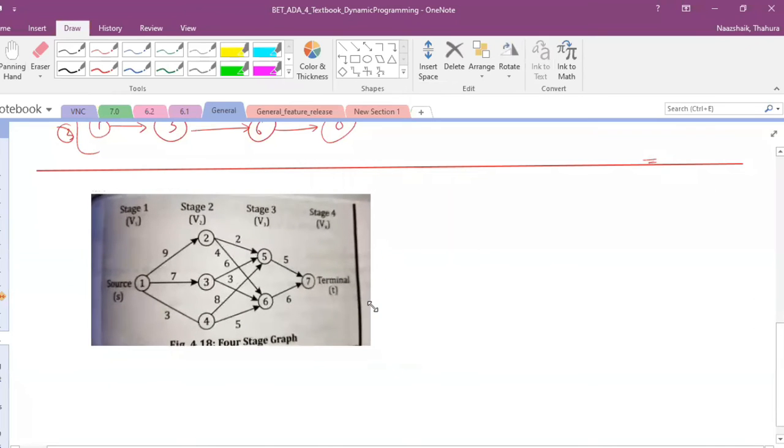So what we will do is there are two approaches. One is the backward approach. In the backward approach, we will start from here, and we will go back and try to calculate this path. Then we will go back to this stage and calculate the path. And finally, we'll go back to this stage and calculate the path. So this is called the backward approach. First of all, you identify what are the 4 stages here.